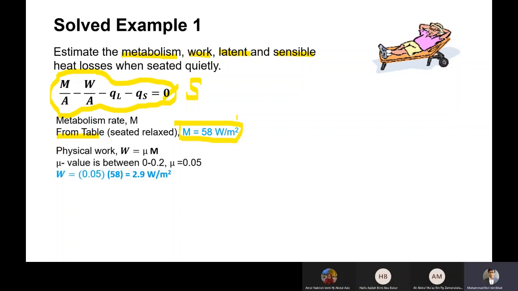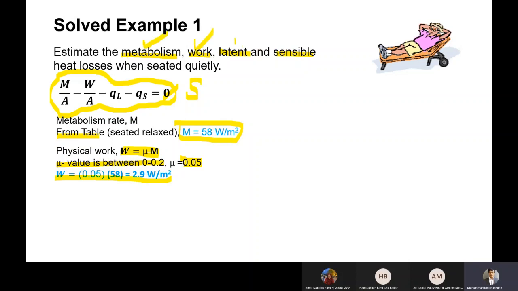And next, we try to find the physical work, W. W equals mu times M. The mu value is somewhere between 0 and 20%. Here I pick a moderate value, 0.05, so it's 5%. Then we can estimate the energy required for work. It's nothing basically, since you do nothing, 2.9 watts per square meter. So we've done the metabolism check and work check.